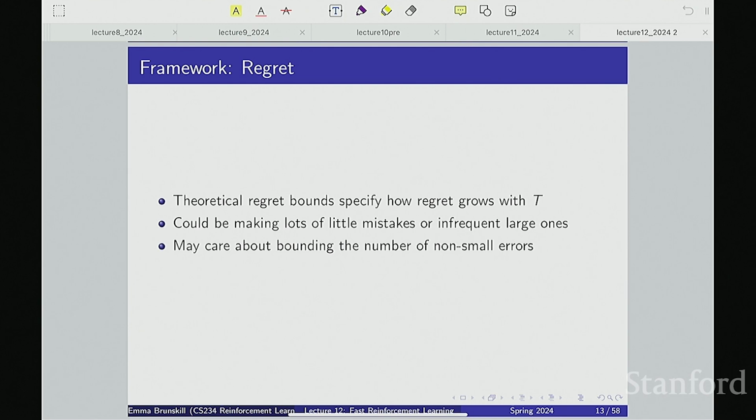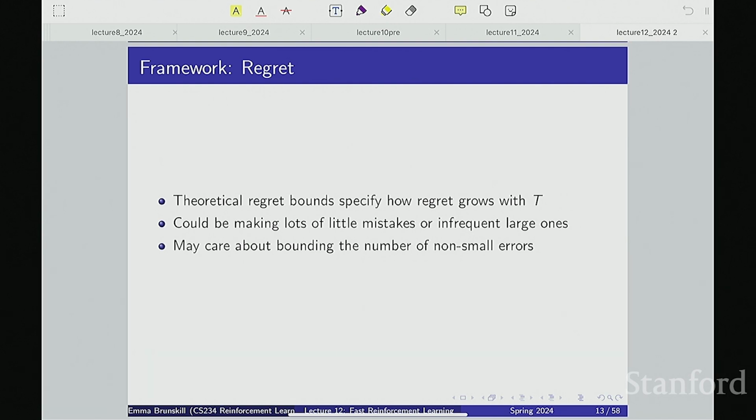Okay, so we could either be making lots of little mistakes or infrequent large ones. And what you might imagine that we want to do is to think about a different form of loss, or in particular, another form of performance, and that is going to be PAC.